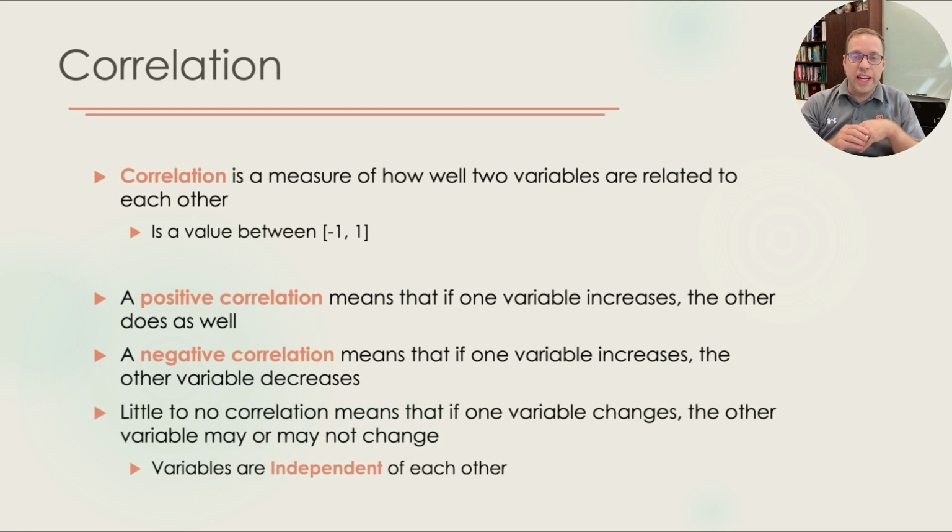Little to no correlation, that would be a value of somewhere around 0, right in the middle. Little to no correlation means that if one variable changes, it's not likely to have any big impact on the other variable. It may affect it, may not. They are relatively independent of each other.